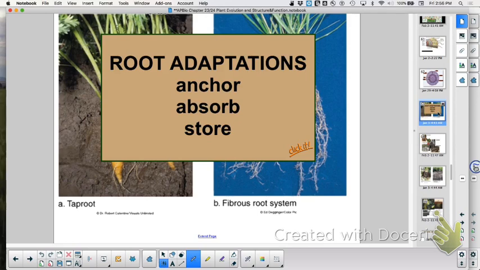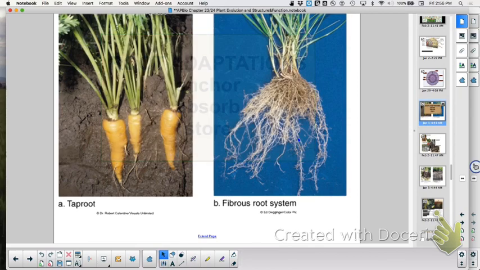It's anchoring. What else is it doing? Absorbing. What kind of things is it absorbing? Nutrients, like water would be really important. Okay. Still important, slightly. And then also it can store. It can store nutrients that the plants make for when it's cold and in the winter, because winter is coming, and then the phloem can bring those nutrients back up. So here we can see a taproot versus a fibrous root.